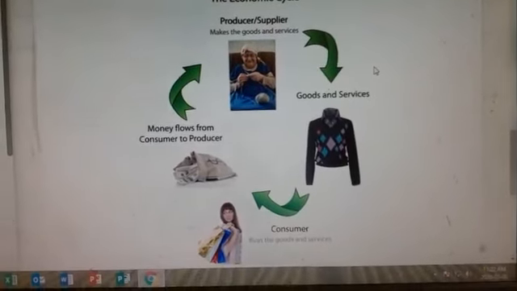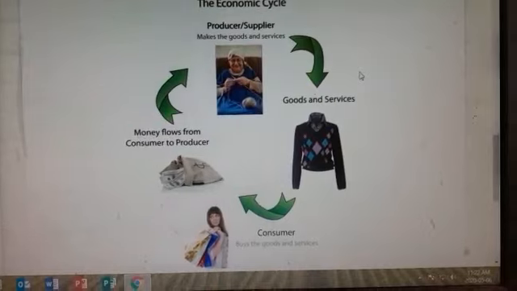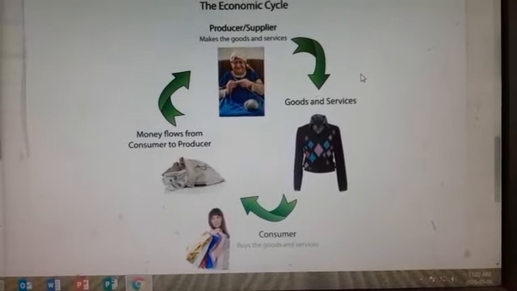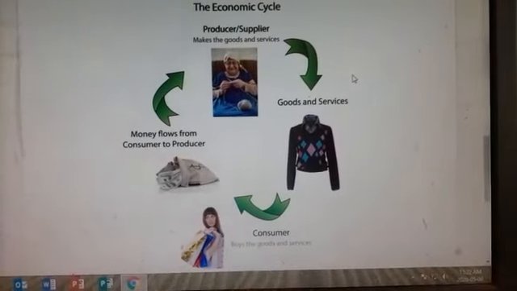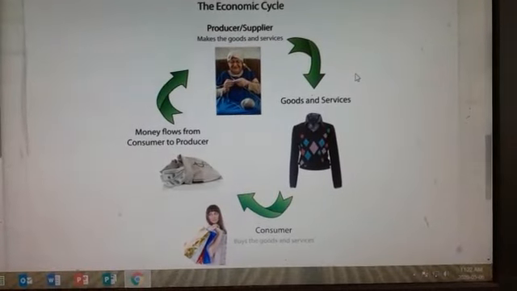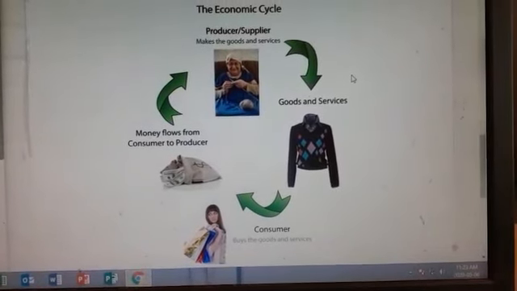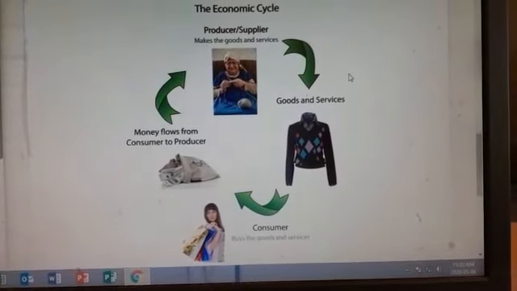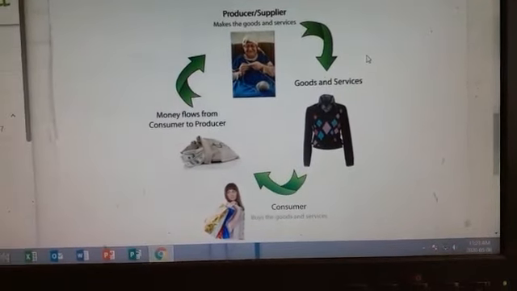The lady in the top middle photograph is the producer or the supplier. So she makes wool products using balls of wool. And in this case, the product that she has made is a jersey. So you can see where the arrow goes down and now says goods and services. So that is the goods that she produces.